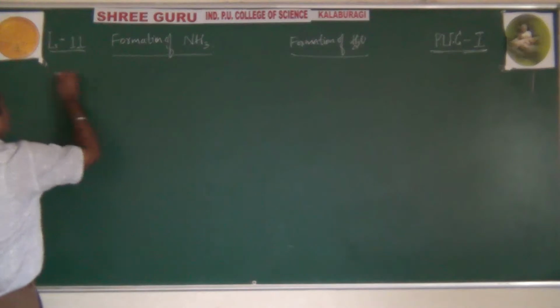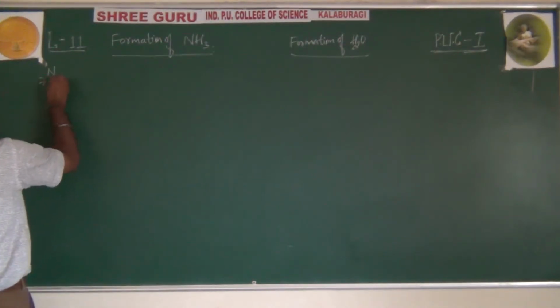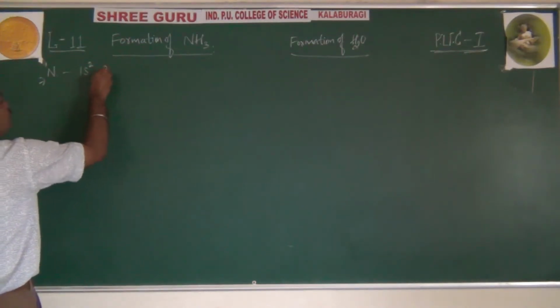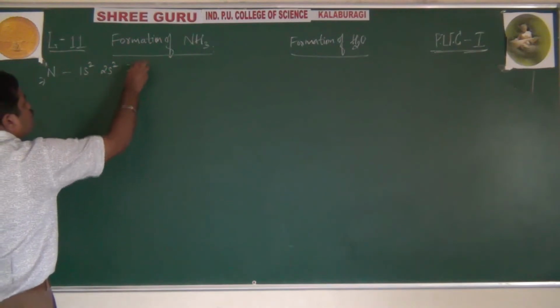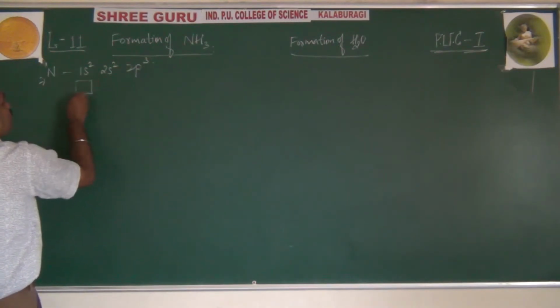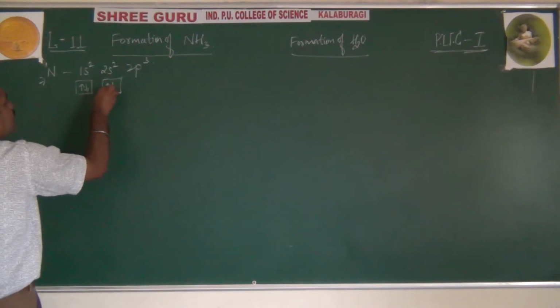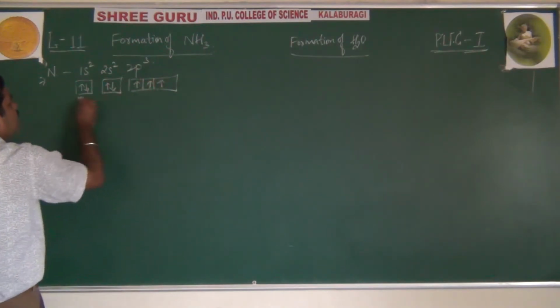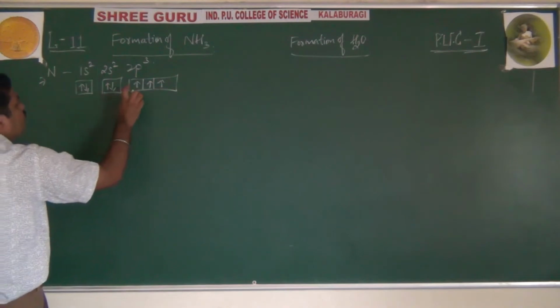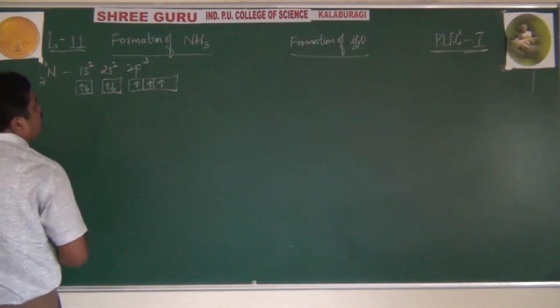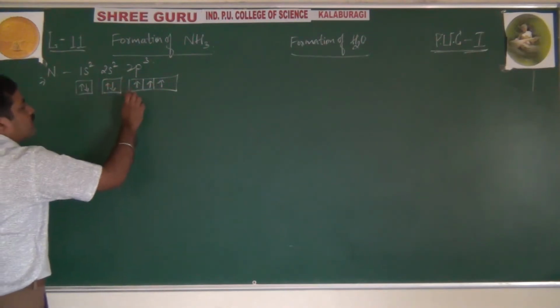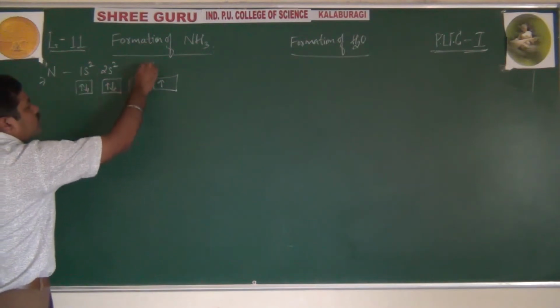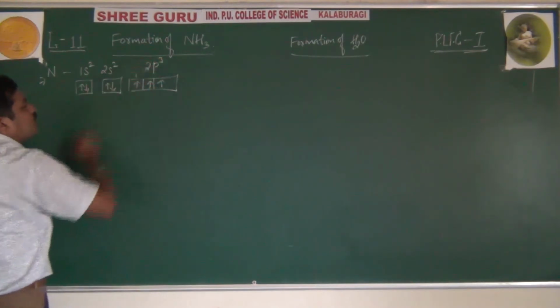We know that nitrogen has atomic number 7: 1s2, 2s2, 2p3. That means in the valence shell, how many electrons are there for nitrogen? Apart from the inner ones, how many? 5: 2, 3, 4, 5. Five valence electrons are there for nitrogen.